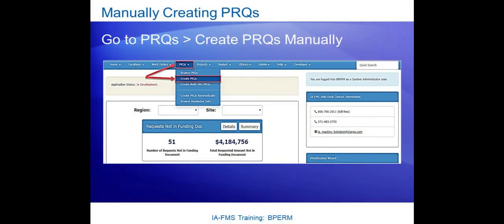To create a new PRQ in BPERM, you click on the PRQ menu immediately to the right of the work orders menu that we looked at earlier. From that drop-down, depending on what permissions you have, the drop-down list is going to have more things or less things depending on what your permissions are. But if you're permitted to create PRQs, you click on the PRQ menu, and from the drop-down, you choose Create PRQ.